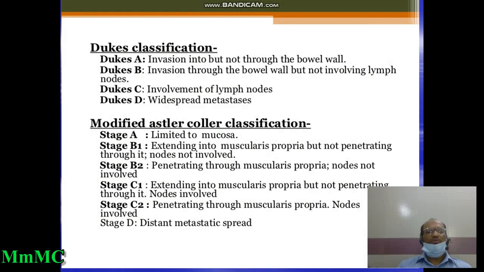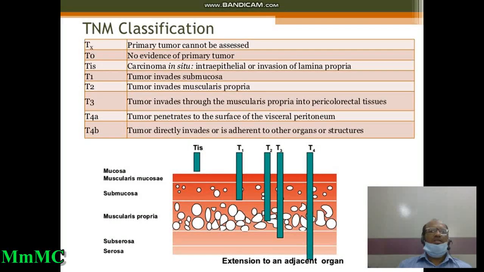মডিফাইড অ্যাস্টলার কলার ক্লাসিফিকেশন আমরা খুব একটা ব্যবহার করি না, কিন্তু এমনিতে আমরা এটা জানতে পারি। বাট মোস্ট ইম্পর্টেন্ট, দ্যাট ইজ দ্য TNM classification. এর মধ্যে T1, 2, 3, 4, TX primary tumor cannot be assessed, T0 no evidence of primary tumor, TIS carcinoma in situ, T1 very important. T1, tumor invades the submucosa, the picture is here.